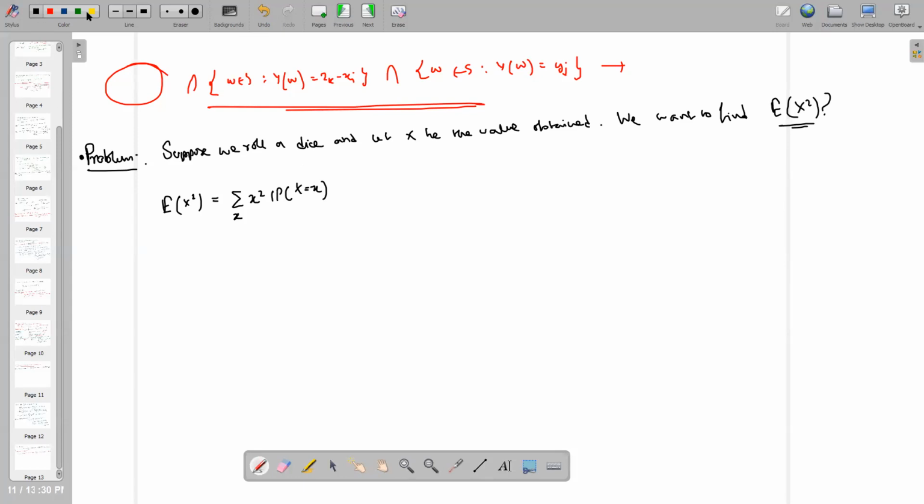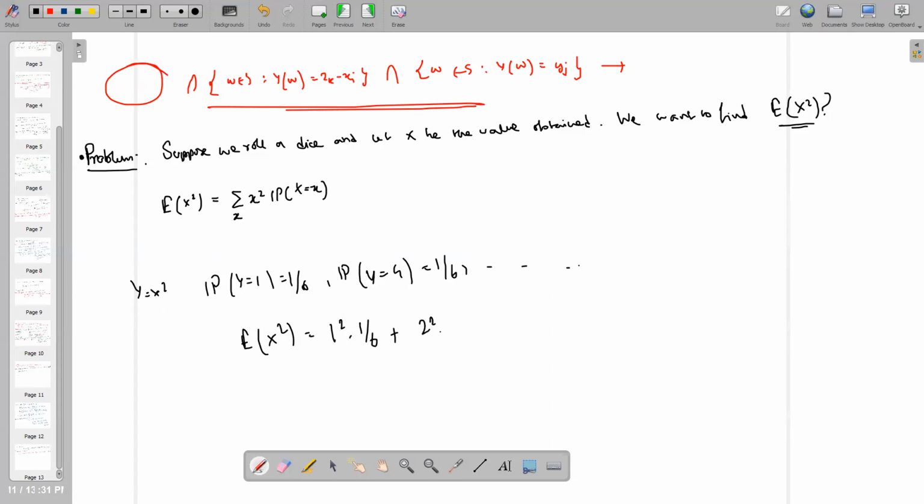So this is essentially what I am writing down. I think most of you should be able to answer this because this is pretty easy. So y is equal to x squared. Define the random variable like this. Then we have probability of y equals 1 is 1 by 6. Probability of y equals 4 is 1 by 6, and so on. So the expectation of x squared is basically 1 squared times 1 by 6. What you wrote, right?